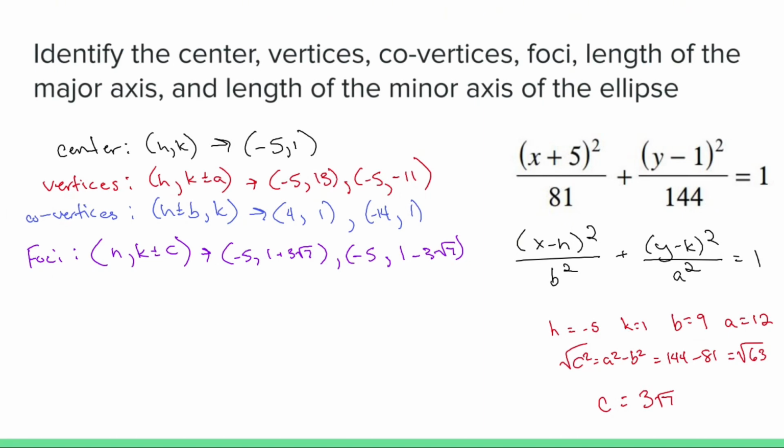Then we've got, what color haven't I used yet? Green. So the length of our major axis is going to be 2 times a. So 2 times a is 2 times 12, which is 24. And the length of the minor axis is going to be 2 times b, which is 2 times 9, which is 18.